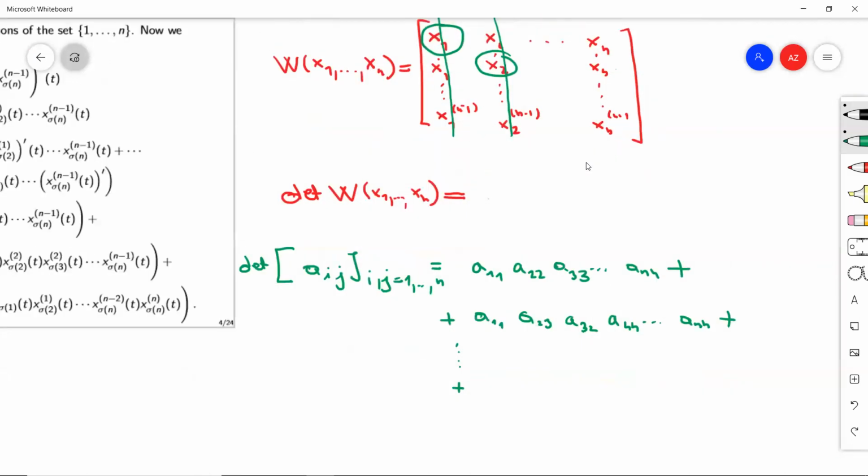So here we have at the end, for example, An1. From the first row we take the nth column. Then from the second row we take the n minus first column, and so on. From the last row we take the first column.